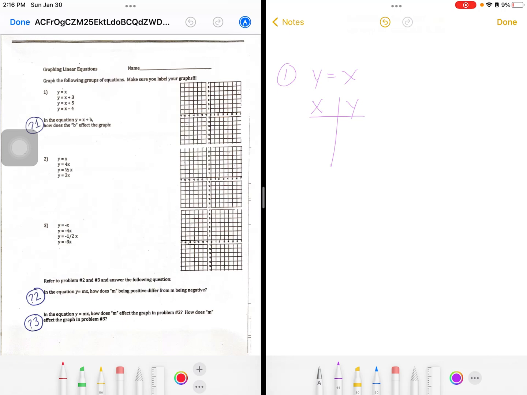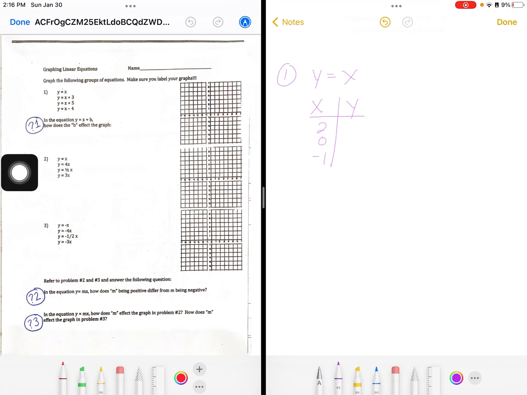Now, you need to have 3 points to really make a graph. So you need to pick 3 random points. A lot of times when I graph, I like to pick a positive number, 0, and then a negative number of some sort. And they have to be numbers that are going to fit on this graph here.